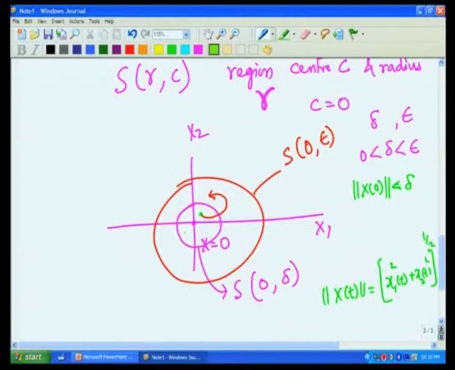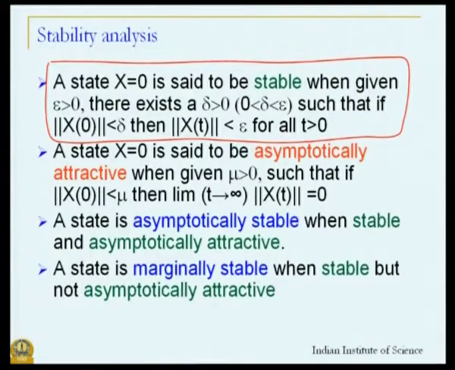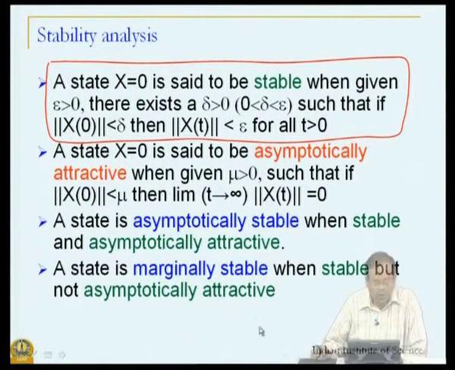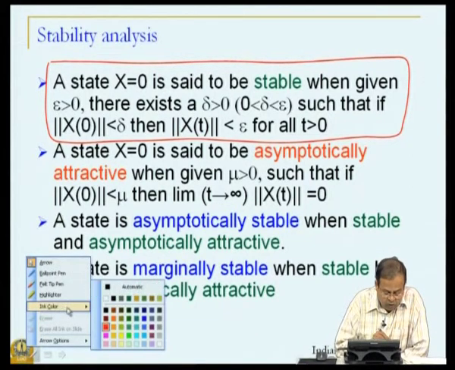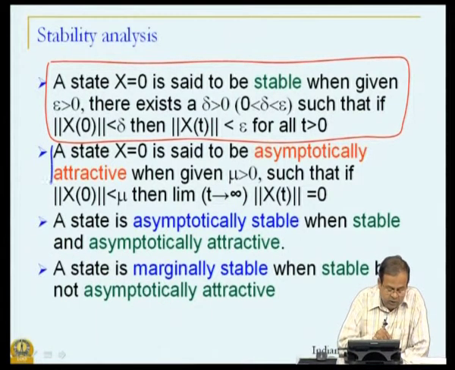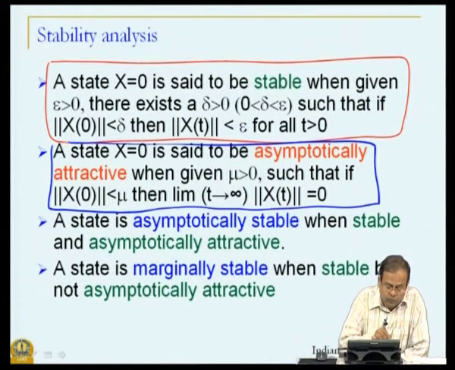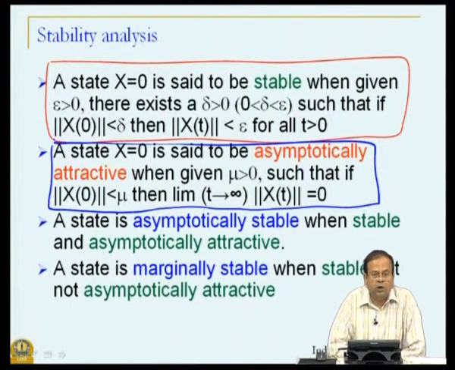So, what it means is, suppose I start over here, the solution may look different, but for all times if I remain in this region, I would call such a steady state x equal to 0 a stable steady state. Now, the second definition talks about whether the steady state is attractive, and this is this particular portion. Once again I will read it out to you.